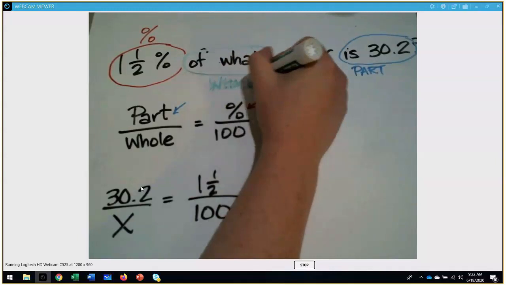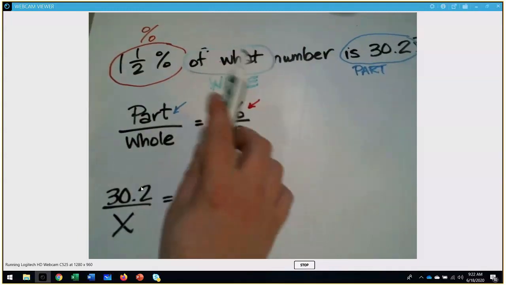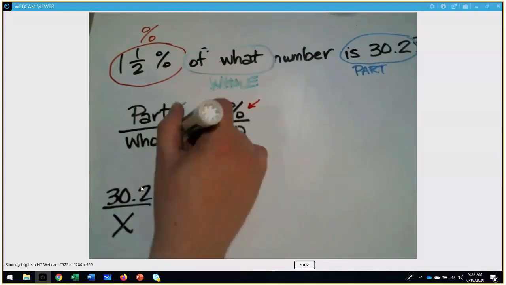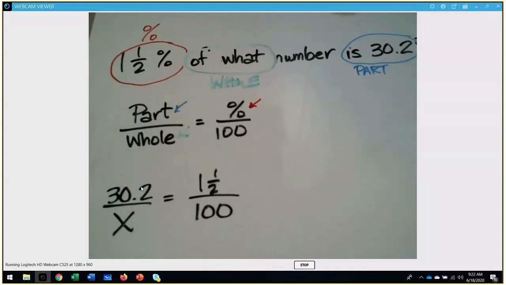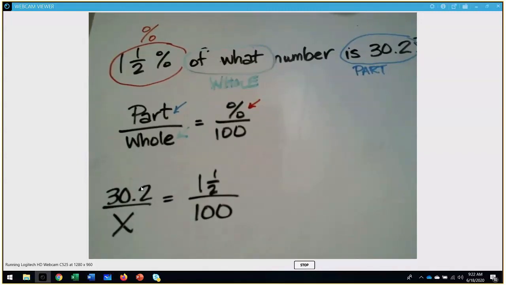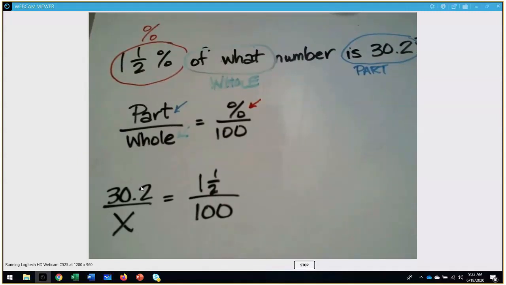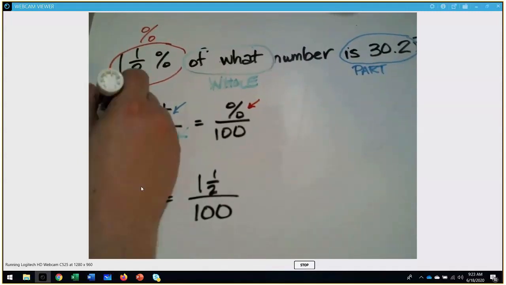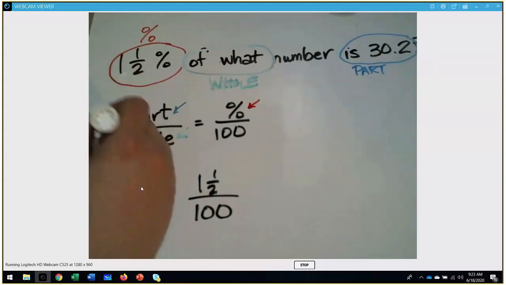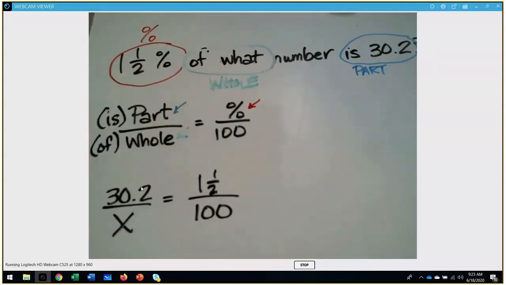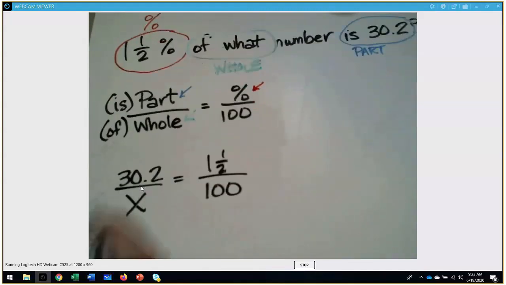Anytime I see of, that's the whole thing. So there's my x. Is is part, of is whole. Yep, that makes it easy for all of them now. Okay, so get it all set up, and now let's cross multiply them.